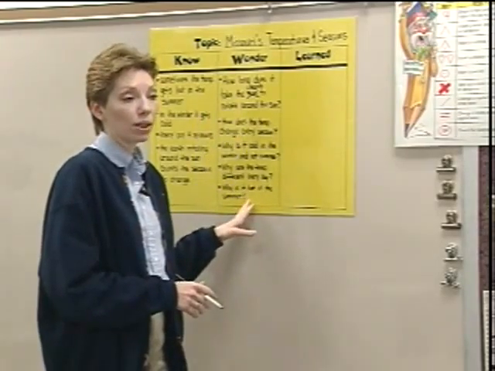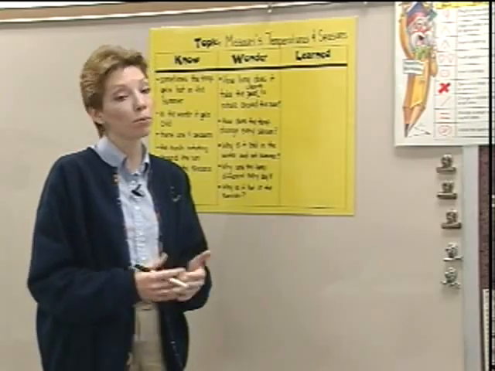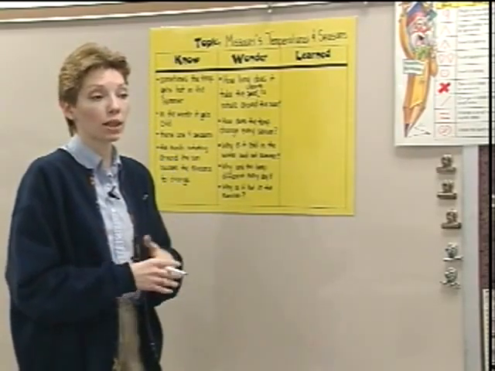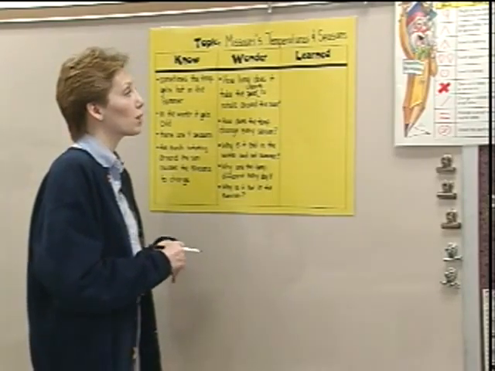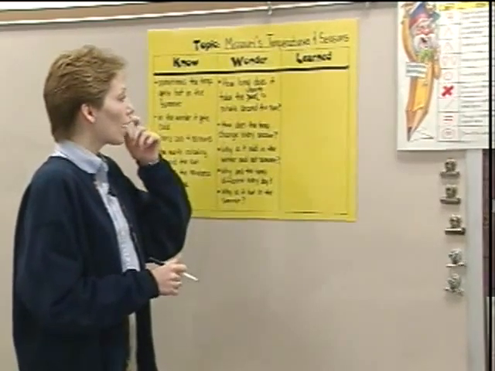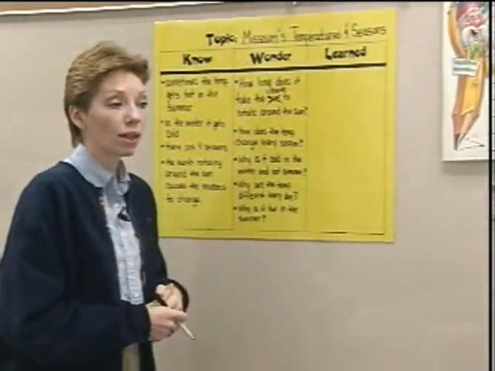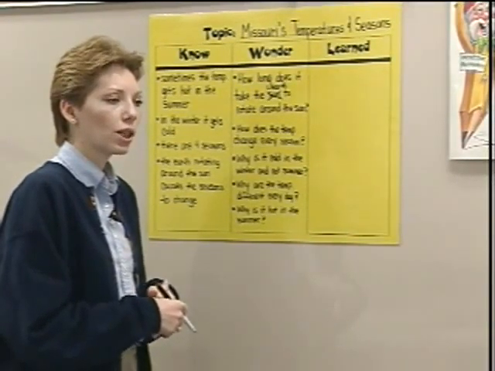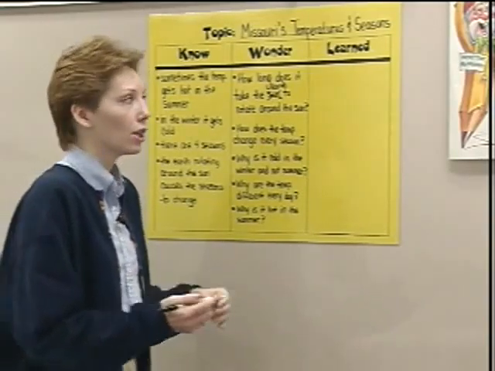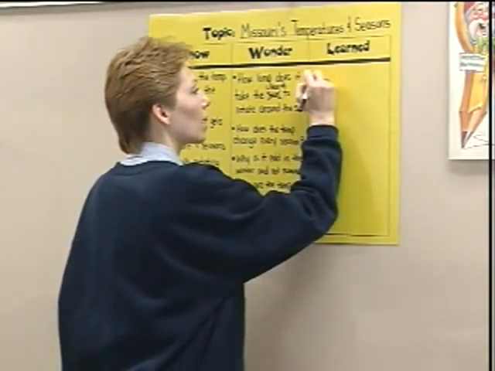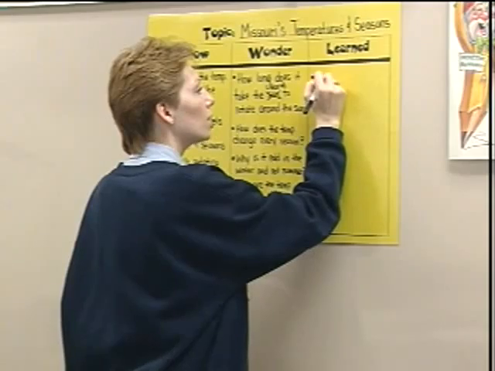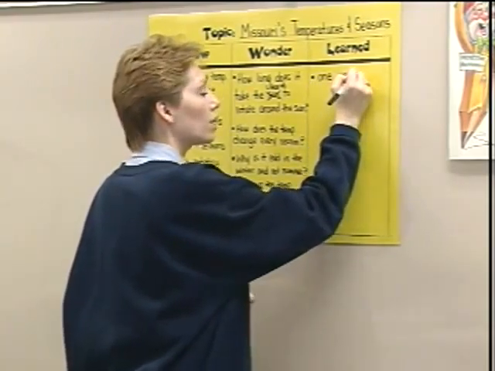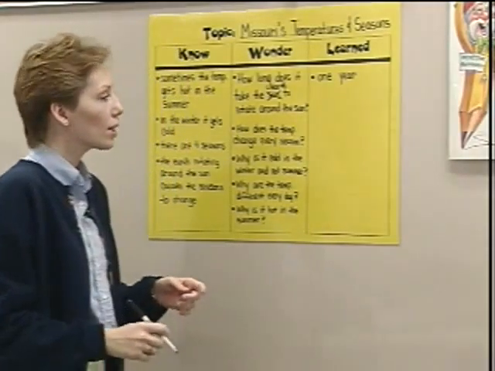The students are finally ready to finish their KWL chart by reflecting on what they have learned. So let's look at the questions one by one and see if we know the answers or we need to do more research. The first one was, how long does it take the Earth to rotate around the sun? Kyle, did we discover the answer for that question in this activity? A year. It takes a year, okay? I'll write the answer right next to it. 1 year. That's a long time, isn't it? Yes.